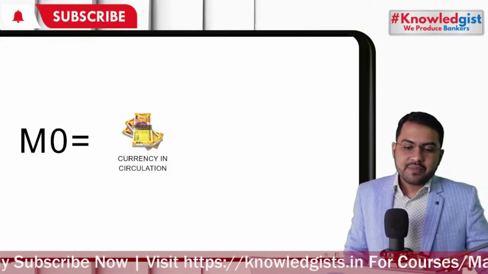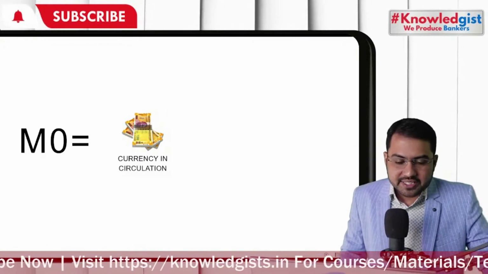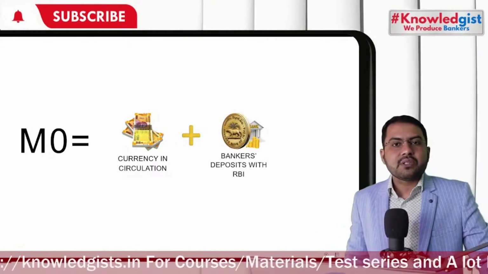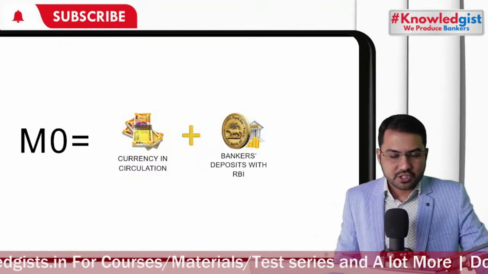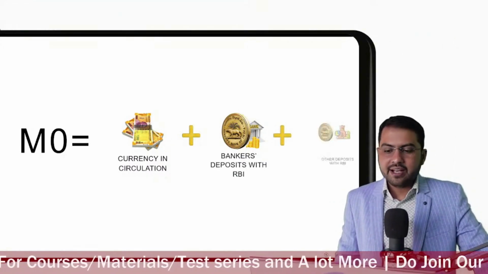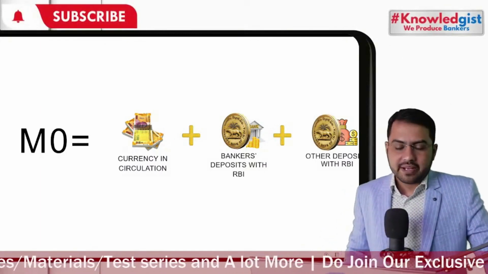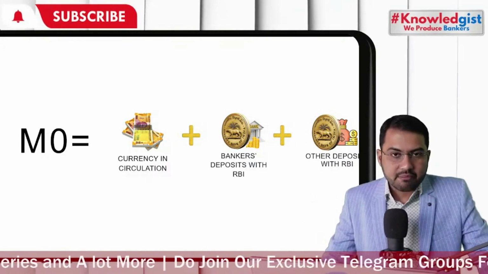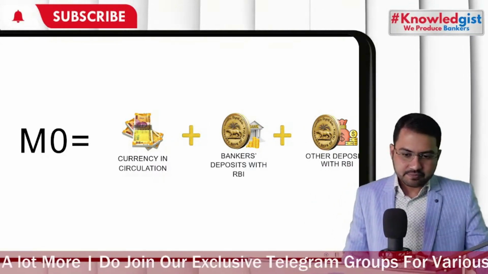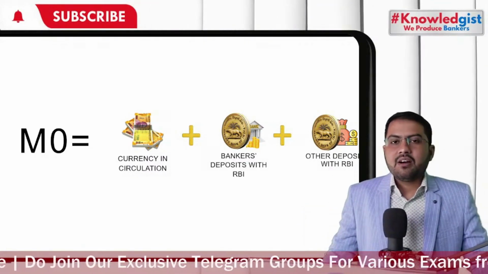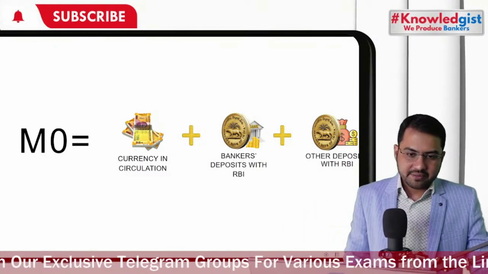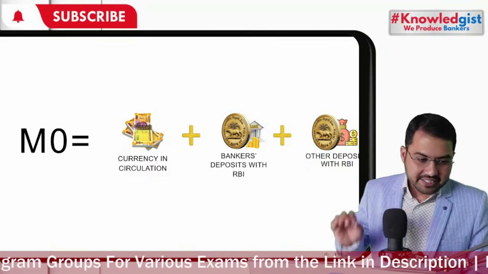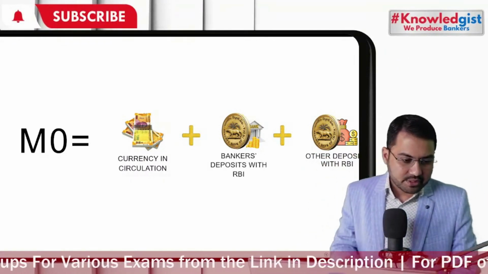M0 is called the monetary base or the reserve money. What is M0? M0 is currency in circulation plus bankers deposit with RBI, that is CRR and the various deposits of banks with the Reserve Bank of India plus other deposits with Reserve Bank of India form the monetary base of a country or the entire money. Okay, all the wealth of Reserve Bank of India. Clear? So it is M0. M0 means the reserve money. Is it clear enough to all of you?